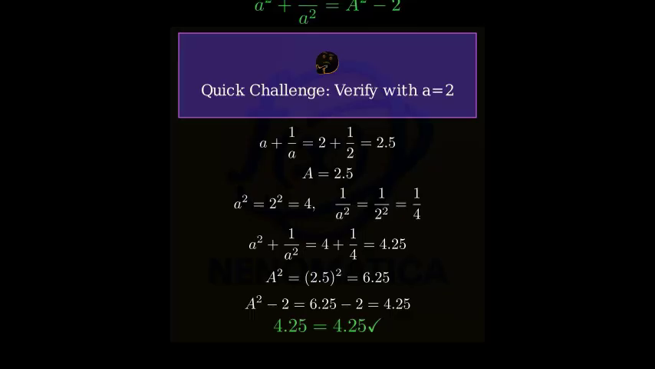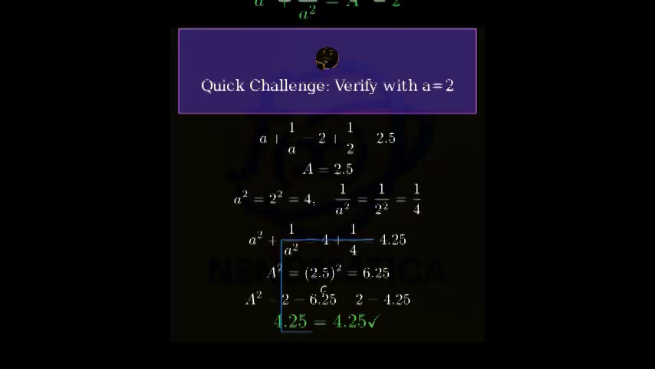Let's visualize this relationship in a geometric way. Imagine a square with side length a, giving area a squared, and a small square with side length 1 over a, giving area 1 over a squared.